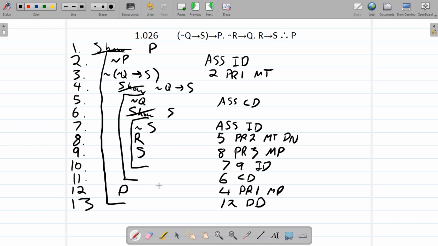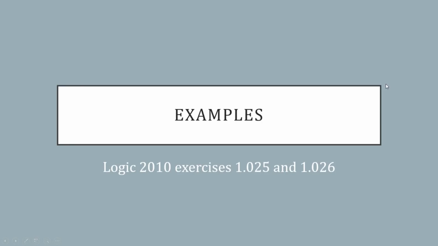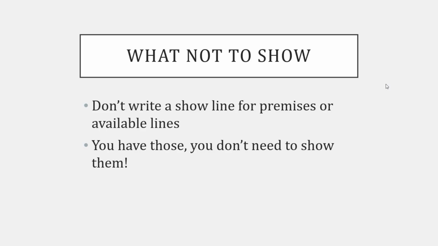So questions about that was writing your own show line. So we did the examples. A couple of caveats, things not to write show lines for, and I hope this sounds obvious, but I guarantee you people do this on the regular. People write show lines for premises. Show this premise. And that's just basically confused, right? Because you have the premises. You don't need to show the premises, you have them.